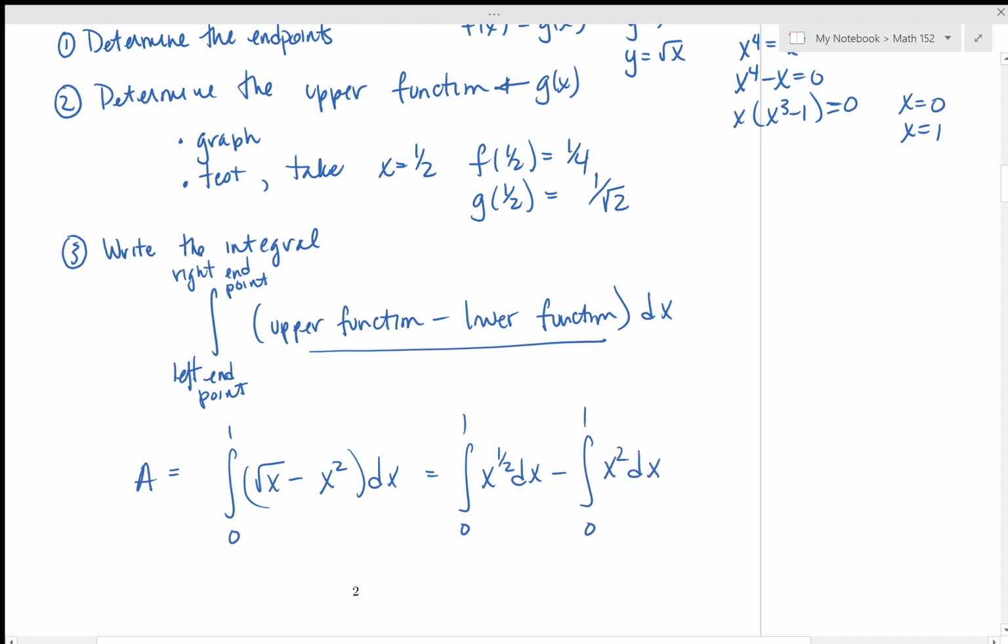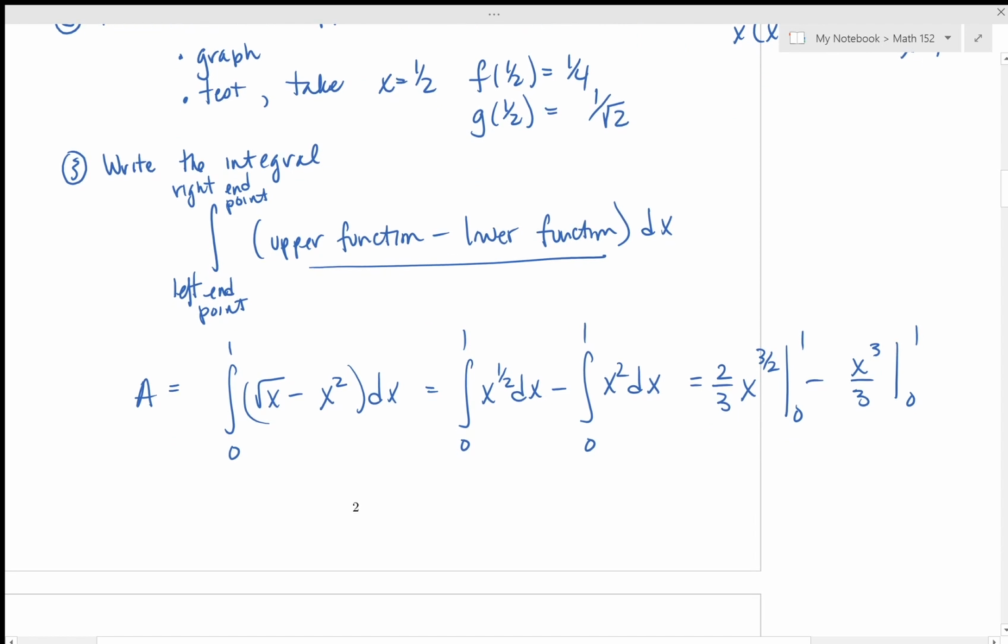Okay, so this is a straightforward calculation. Let me just fill in a few of the details here. As we do the first integral, that is 2/3 x to the 3/2 evaluated at 0 and 1, minus x cubed over 3 evaluated at 0 and 1. You do the arithmetic on that and you find out the area between those two curves is 1/3.